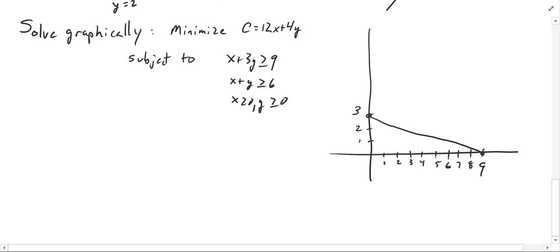And if you try 0, 0 in there, you'll see that 0, 0 is not a solution. If you plug in 0 for x and 0 for y, you'll get 0 is greater than or equal to 9, which is a false statement. So I know that my solution region is outside of that area.